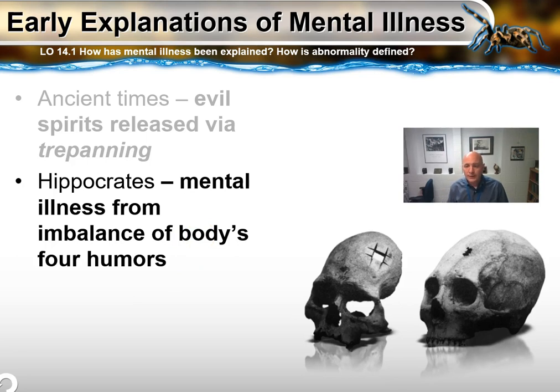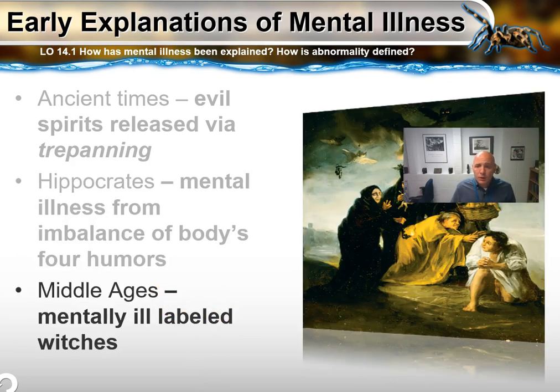Then there was a movement among Hippocrates, the idea that mental illness comes from an imbalance in the body's four humors. So the idea then moved throughout history, the idea that what led to abnormal behavior was an imbalance in four different fluids throughout the body. In time, this idea would also give way to the Middle Ages.